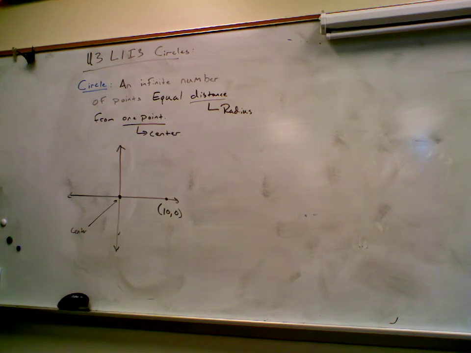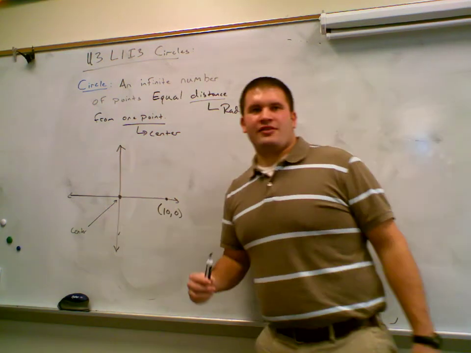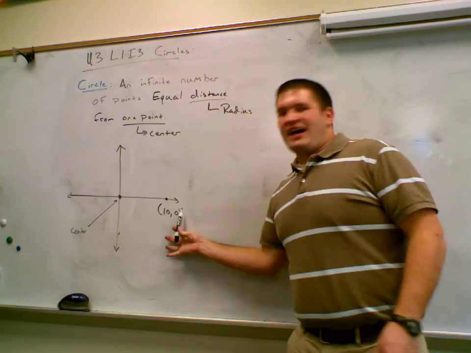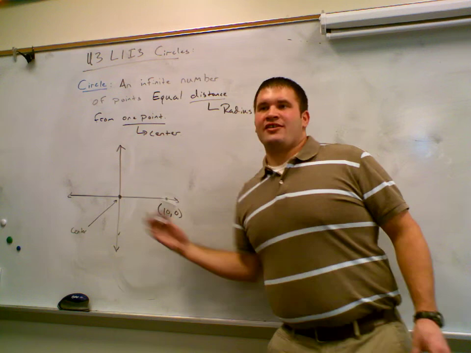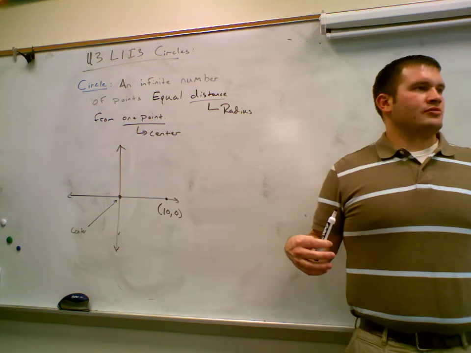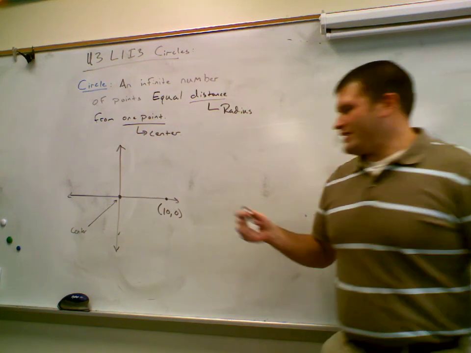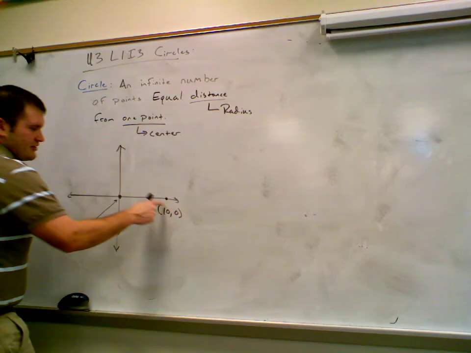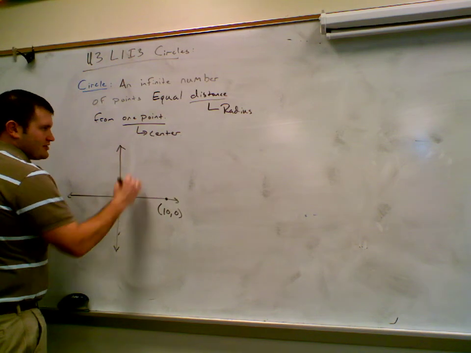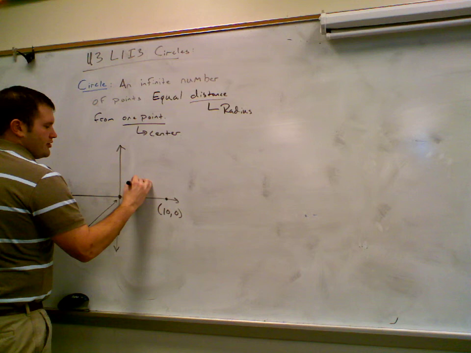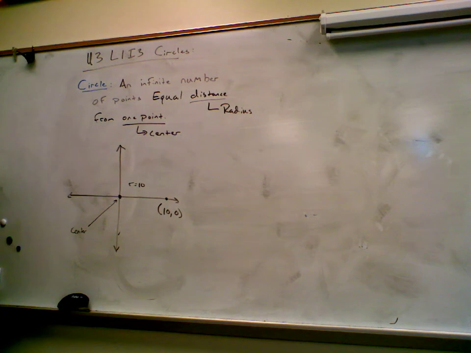How far is 10, 0 from our center? How far are these two apart? 10, right? So this is on our circle. That 10 tells us what? It's the radius. Good. So if this point right here is on our circle, that means our radius is 10. So we'll write r equals 10. Okay? Our radius is 10.